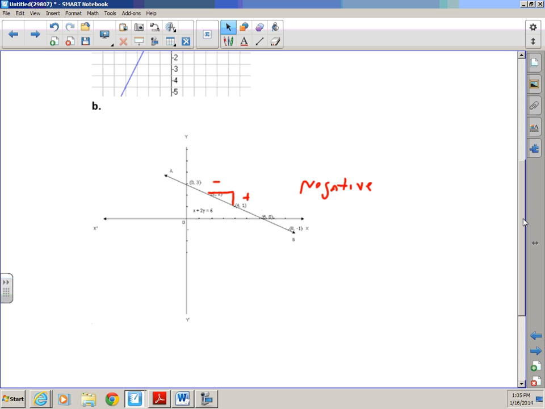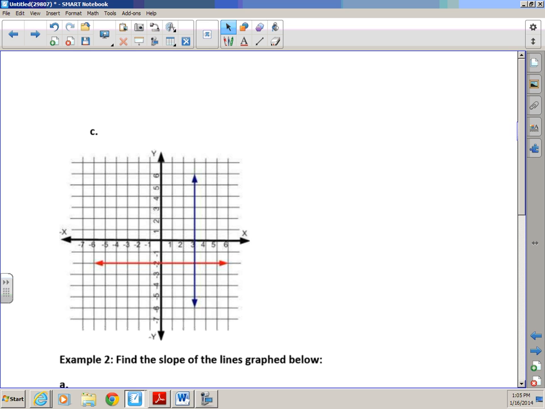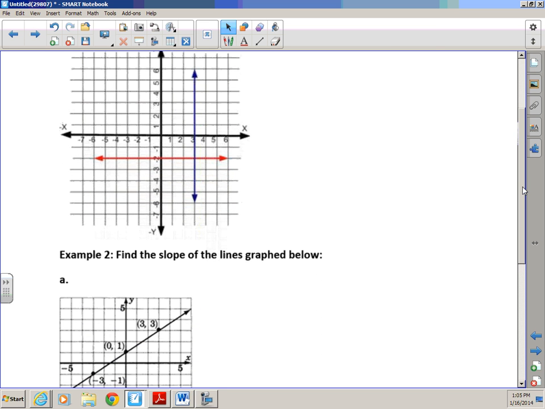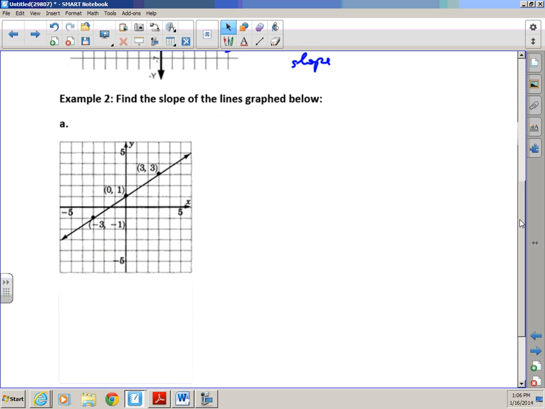Now, let's just do two more examples and then we'll get into some numerical. So now I have two lines. One is blue and one is red. The blue line is my vertical line, so that has an undefined slope. And my red line is horizontal, that has zero slope. Don't confuse undefined with zero. Undefined is the word we have to use. It means there is no numerical value. Zero is a numerical value.